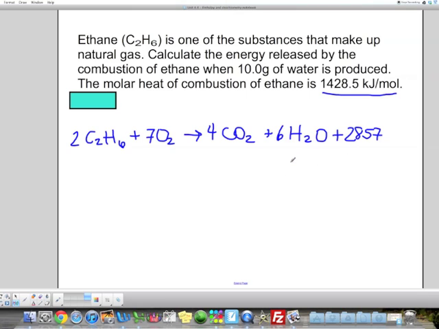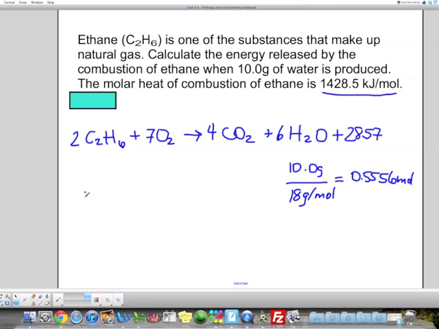So the first thing I need to do is to convert that mass of water, 10.0 gram, into a number of moles. So I get, for the molar mass, 18 grams per mole, which gives me a total amount of moles of 0.5556 mole. Now I'm comparing, in this particular reaction, for every 6 moles of water produced, 2,857 kilojoules of energy are released. So I'm going to do a ratio with that.